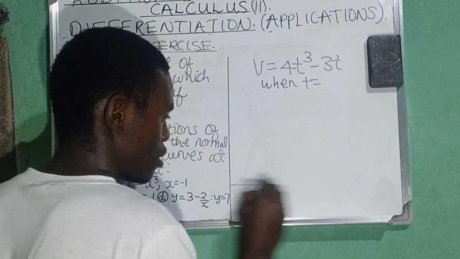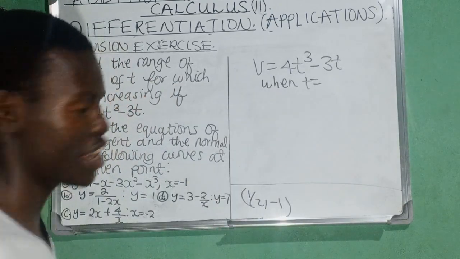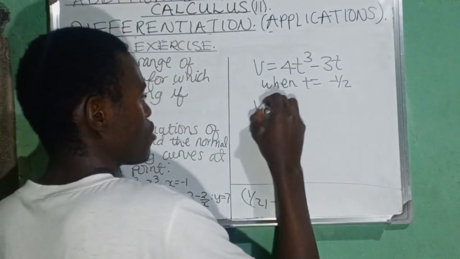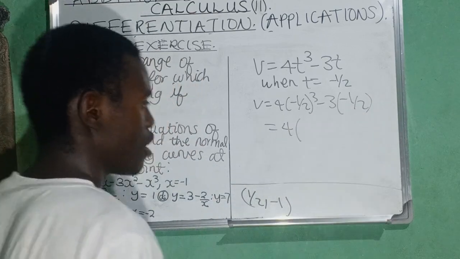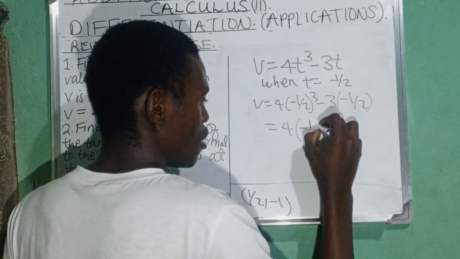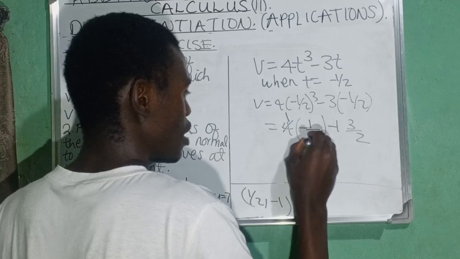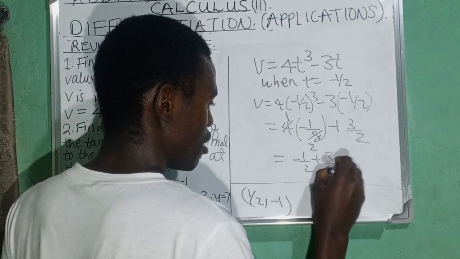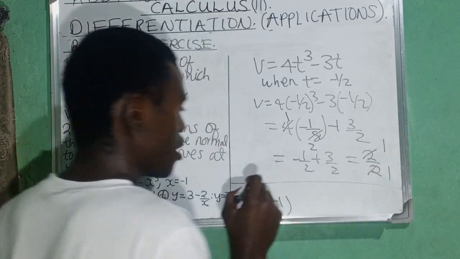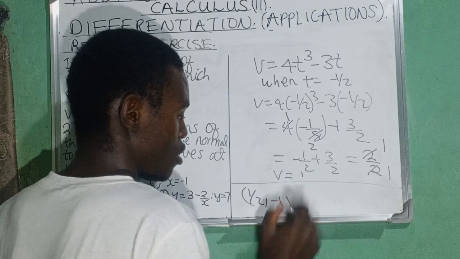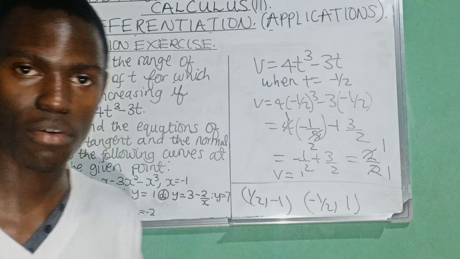The first coordinate is positive half comma negative 1, and then when t is equal to negative half, v is equal to 4 multiplied by negative half cubed minus 3 multiplied by negative half. 4 multiplied by negative half cubed is negative 1 over 8 because of the odd power, and then plus 3 halves. 4 goes into 8 twice, so it's negative half plus 3 halves, which is positive 2 over 2, so v is equal to 1. The second coordinate is negative half comma positive 1. So those are the two stationary points given by the function v.